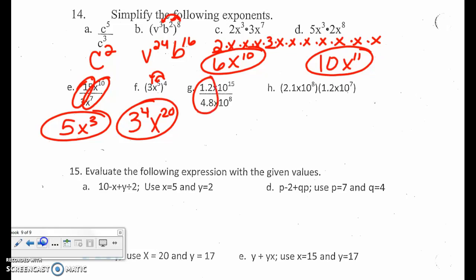For g, remember we're going to break it apart. We're going to divide 1.2 by 4.6 to get 0.25. And we subtract those exponents to get 7. Now this is not in scientific notation. We have to have at least one number on the other side of our decimal, so we have to move it. And when we move it to the right, we subtract an exponent.